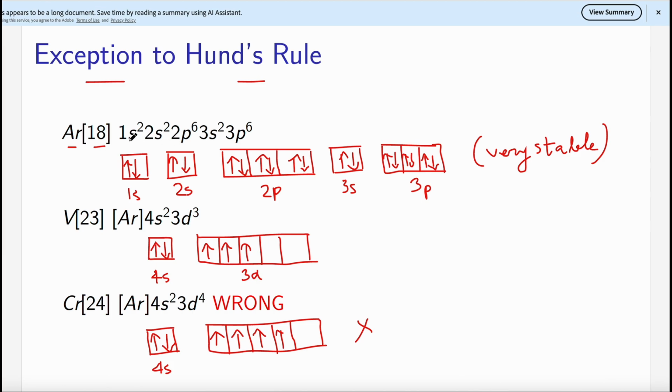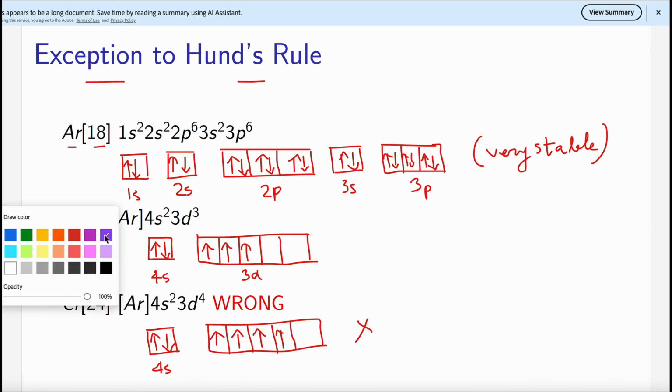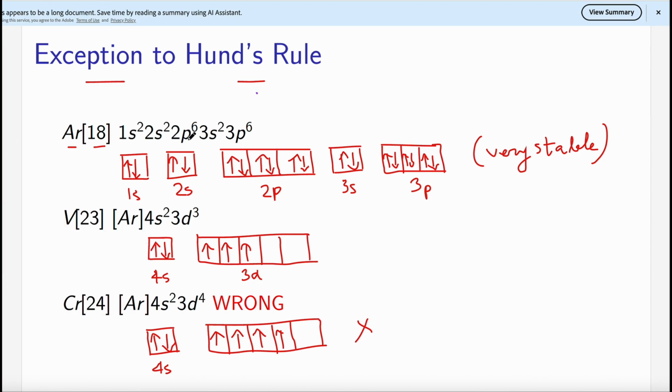And this is the electronic configuration of argon: 1s2, 2s2, 2p6. So let me change the color here. So it's 1s2, 2s2, 2p6, 3s2, 3p6. This is the electronic configuration.